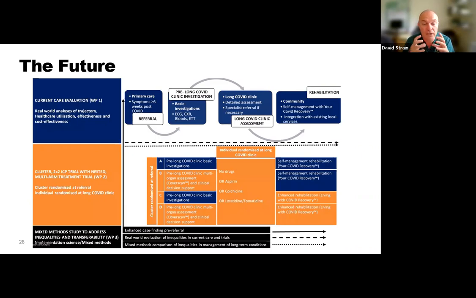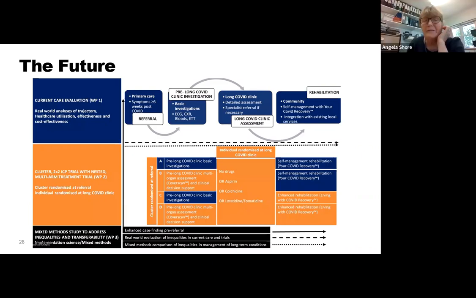When it comes to work package 2, I am the clinical lead on that, and this is looking at the interventions. Hi, David. Yes. Can you just tell us briefly about the interventions? Because I want to leave some time for questions.